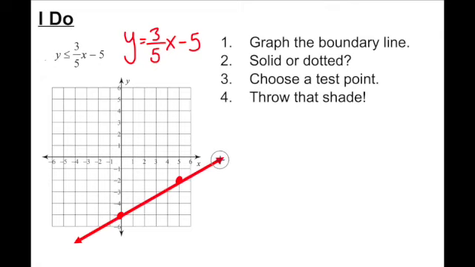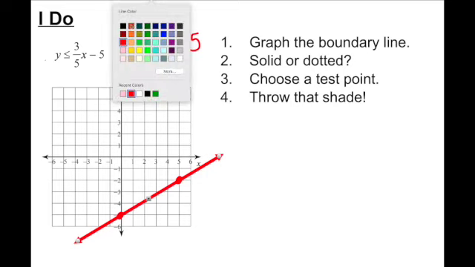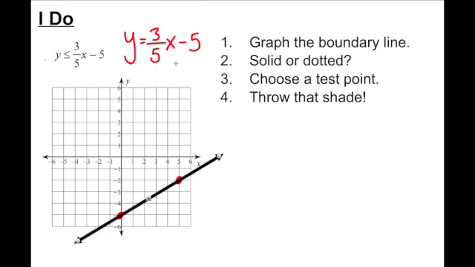And I'm going to connect through. I will go ahead and change the color on that. I am terribly sorry, I'd like that to be a black line. All right, now I need to know, is it solid or dotted, right? I've got my boundary line graphed. Is it solid or dotted?